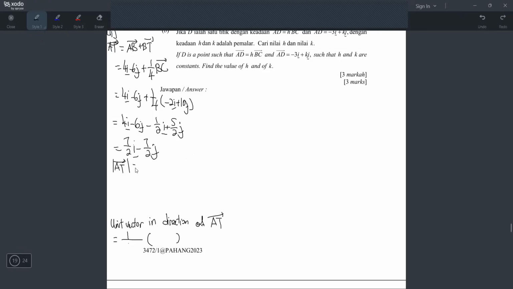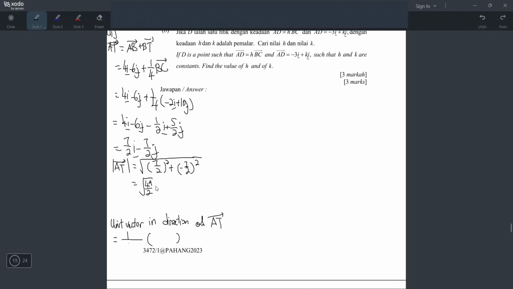Okay, how to find the magnitude? The formula is square root of bracket square plus bracket square. This formula actually comes from Pythagoras theorem. What you put inside the bracket is the horizontal unit and the vertical unit, which is the number in front of ij, 7/2 and -7/2. 7/2 square is 49/4. This one is also 49/4, and the negative will disappear. When you square a negative number, it will become positive. 49/4 plus 49/4, I think it's 49/2. So this is my magnitude, square root 49/2.